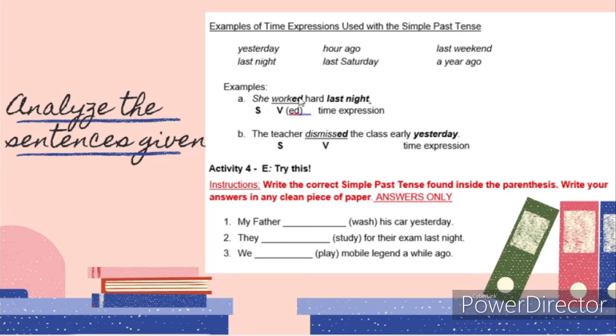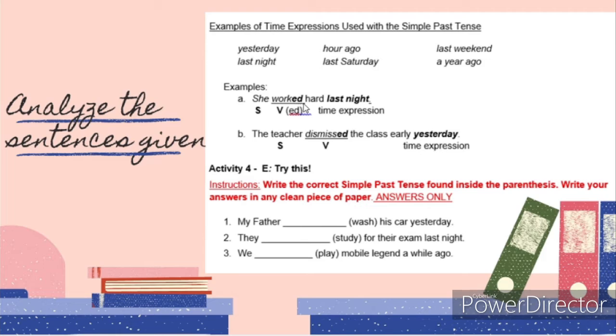Furthermore, there are examples of time expressions used with the simple past tense. These are yesterday, last night, an hour ago, last Saturday, last weekend, and a year ago. Let's take these two sentences as examples. She worked hard last night. In this sentence, last night is a time expression, and the verb here is in its simple past tense.